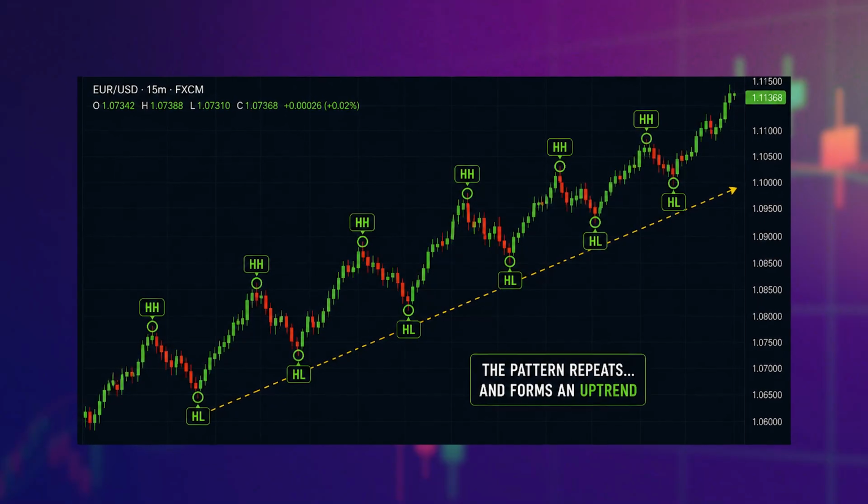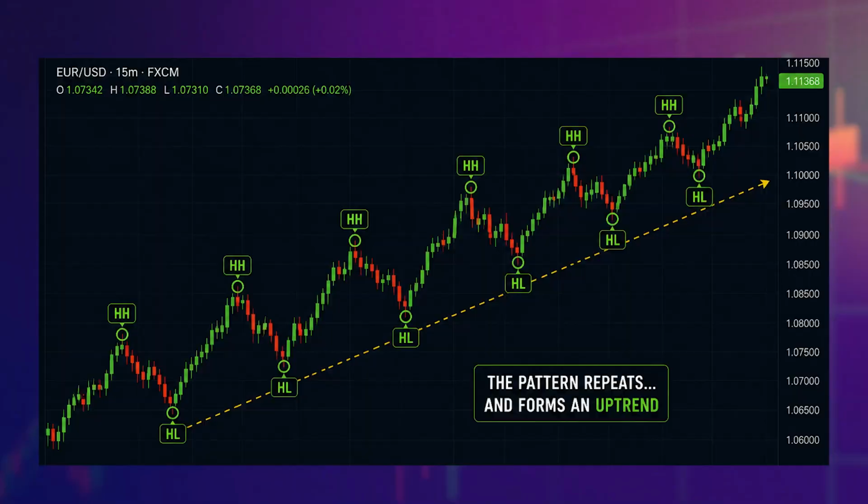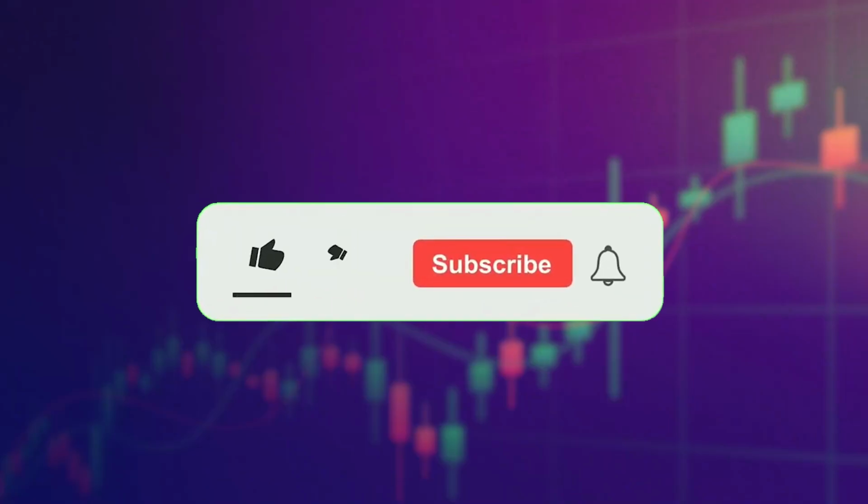So now when these patterns keep repeating, these waves turn into trends. And in the next video, we will understand exactly how to recognize those trends clearly.